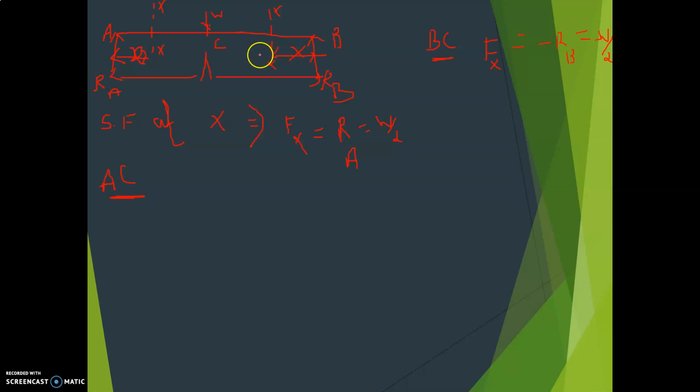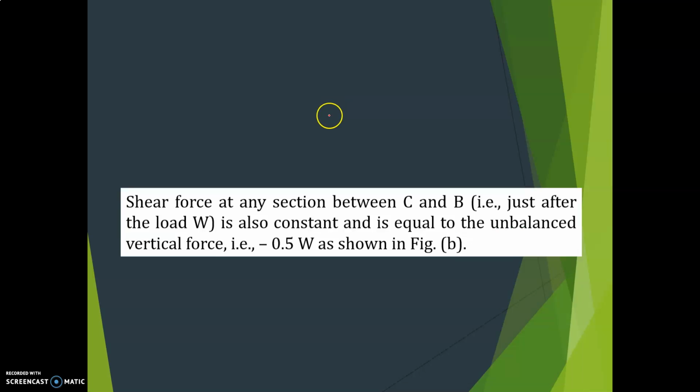At X, W divided by 2, and at B, what is that? Minus W divided by 2, and here this is plus W, so again it becomes minus W divided by 2. Now you can draw the diagram. How is the diagram?